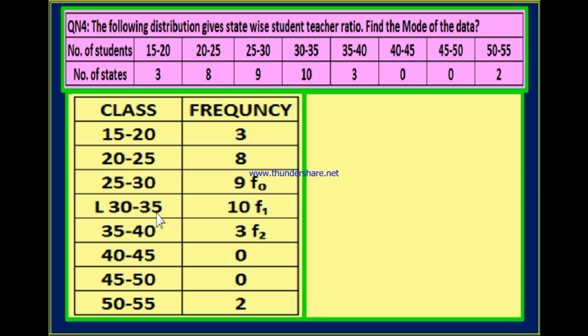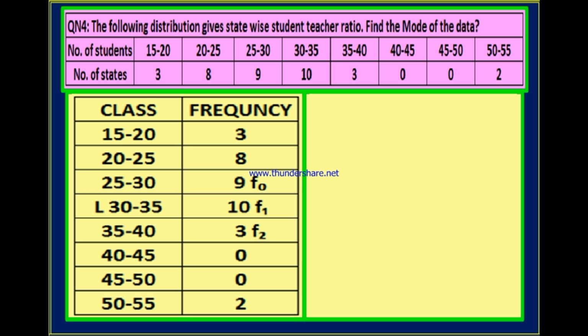Since 30-35 is the modal class, dear children, what about L? L value means lower boundary. Lower boundary means the average of 30 and 30. So L is equal to 30. And the highest frequency is denoted by F1. The frequency above F1 is F0 and the frequency below F1 is F2. So, since the highest frequency is 10, F1 is equal to 10 and F0 is equal to 9 and F2 is equal to 3 and L is equal to 30.